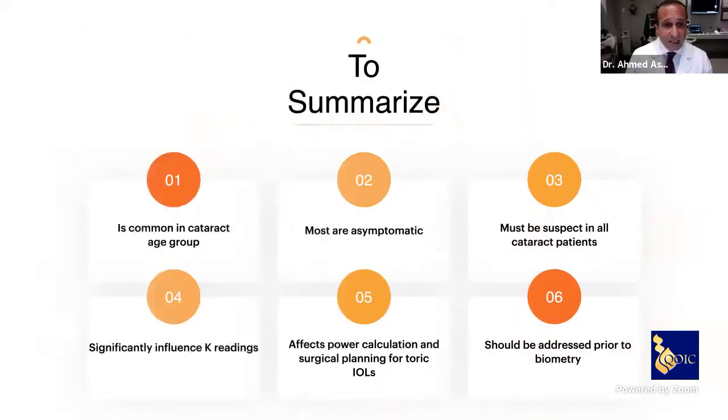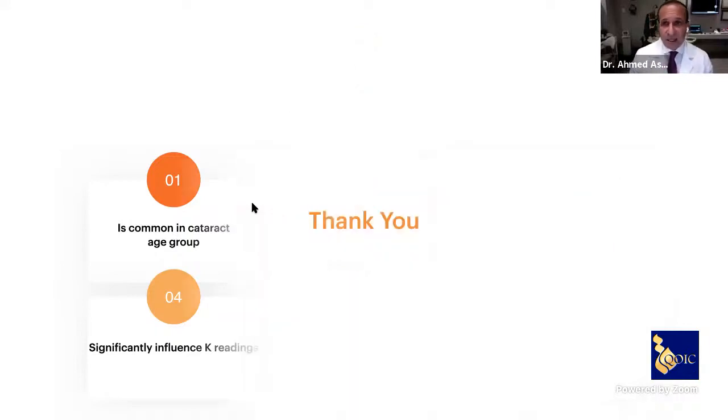So to summarize, dry eye disease is common in the cataract age group. Most of these patients are asymptomatic. It must be suspected in all cataract patients. It significantly influences the K reading measurement. And of course, it affects the power calculation and the surgical planning in cases of toric IOL, and should be addressed prior to biometry, not just before the cataract surgery, prior to any measurement on the corneal surface. Thank you very much for your attention.